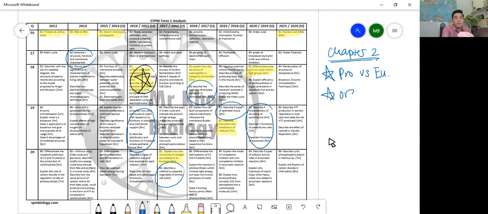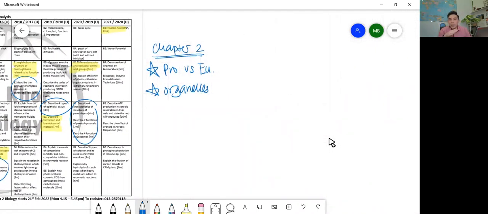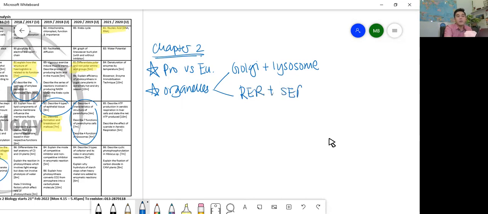Next. Okay, for organelles, if they do want to ask you in terms of organelles, they can ask Golgi. They can pair with lysosome. They can ask rough ER. They can ask smooth ER. These are the more common ones they can ask. I mean, higher chance to ask. If you check, in the year 2019, they asked mitochondria and chloroplast function importance. Like, this is one question.